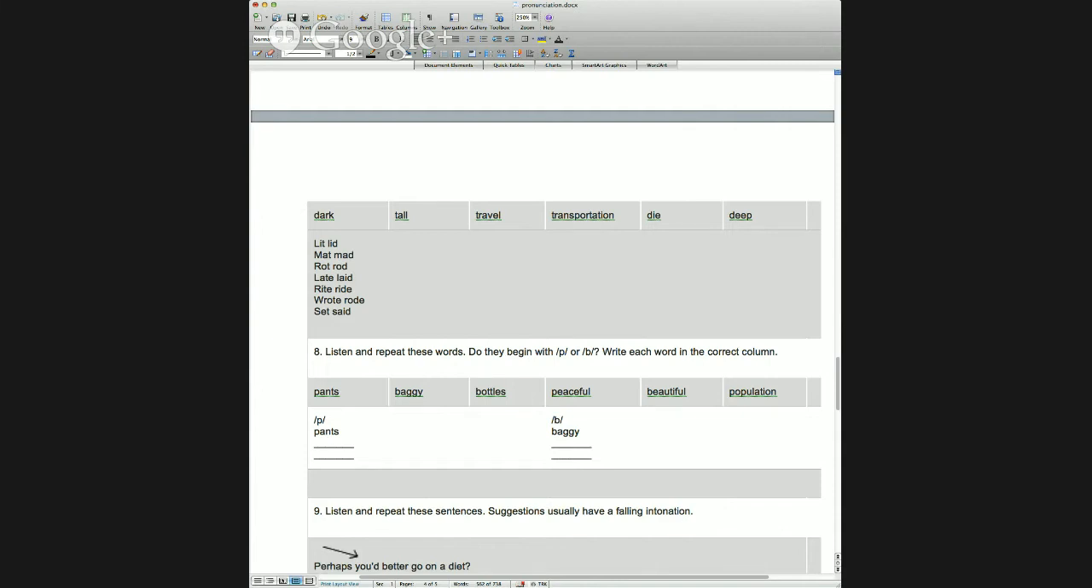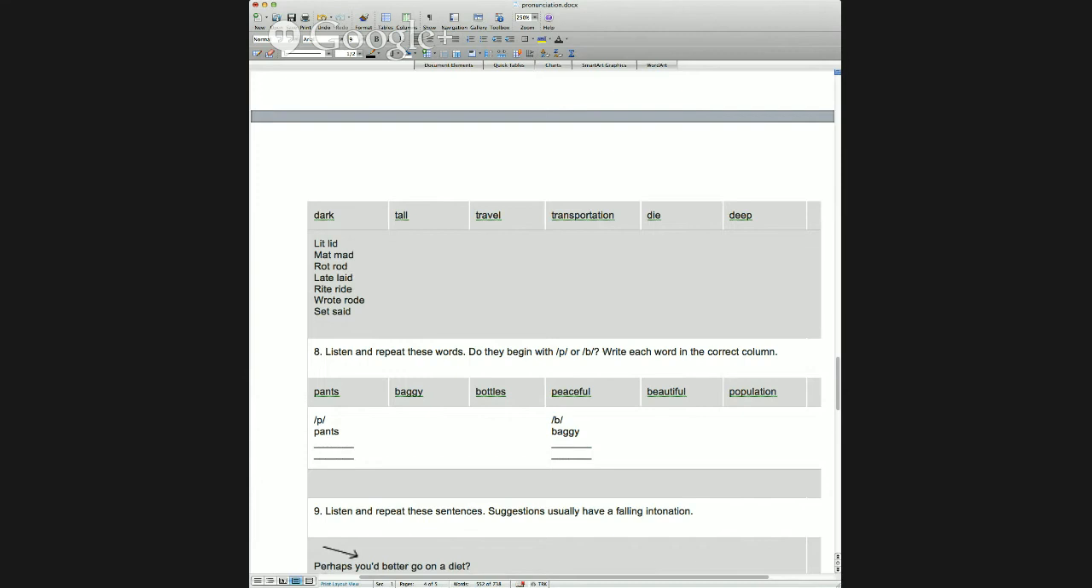Okay. So now what I'm going to do is say one word from each pair, and I want you to write down which word I've said. I'll go through all of them, and then afterwards we'll check. So this is sort of like a mini test to see how you do differentiating these sounds.